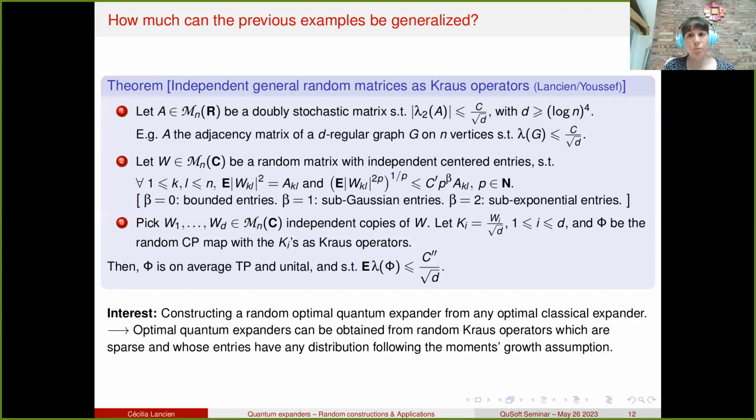Good. Are there any questions? Yeah. This beta parameter, is it any positive constant that it holds for, or how is it?